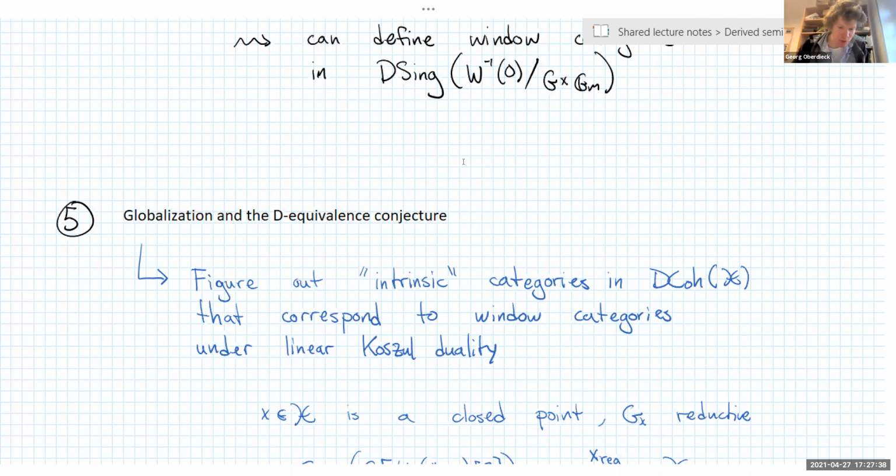Can I ask a question? So what about the D-equivalence conjecture for Calabi-Yau fourfolds? Is there some hope for fourfolds? Yes. I don't know. I mean, how many fourfolds come up in this way? I really don't know.